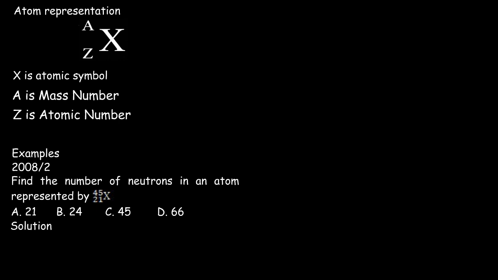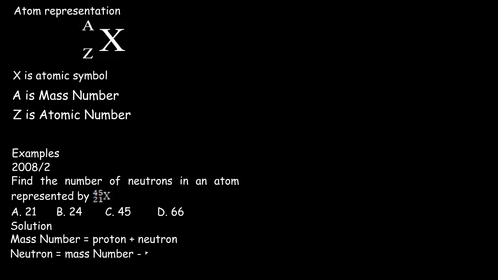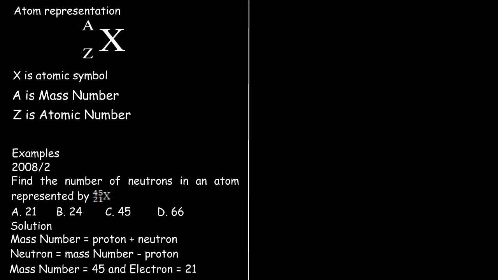Now, for our solution, mass number is equal to proton plus neutron, which will make neutron equal to mass number minus proton. From the symbol, we can see that our mass number is 45 and proton number 21. So our neutrons will be equal to 45 minus 21, which will make our neutrons equal to 24, and the correct option is B.